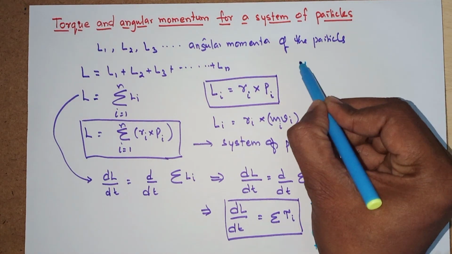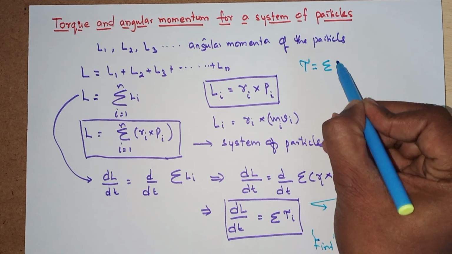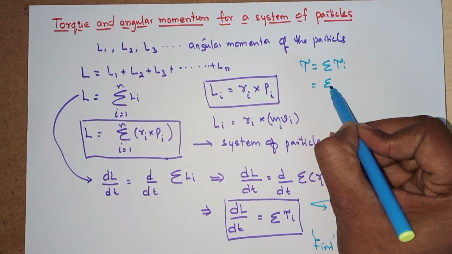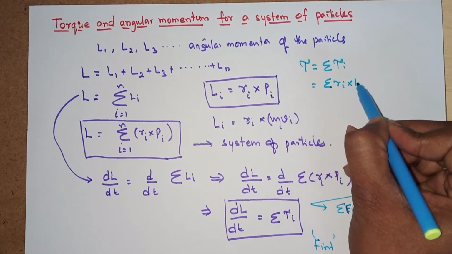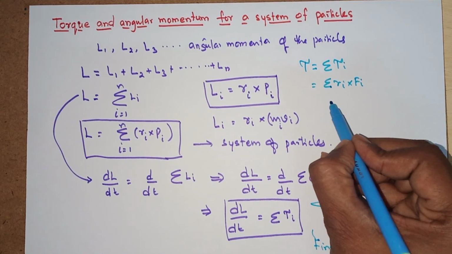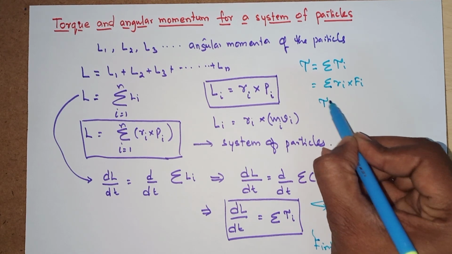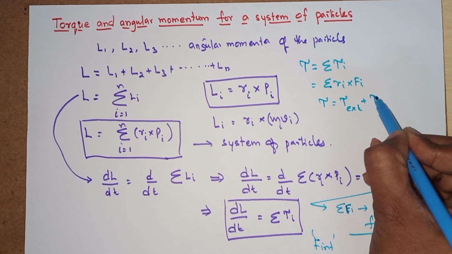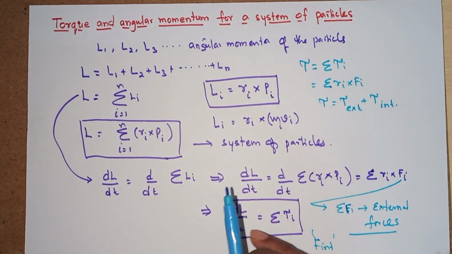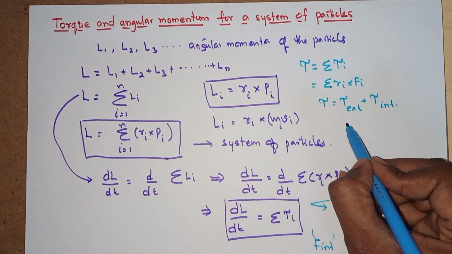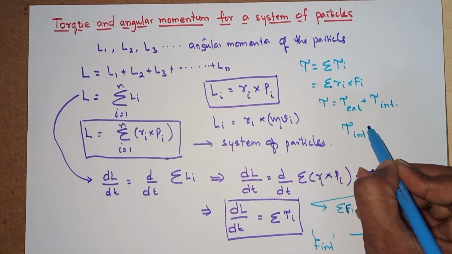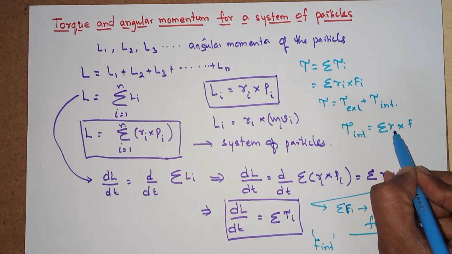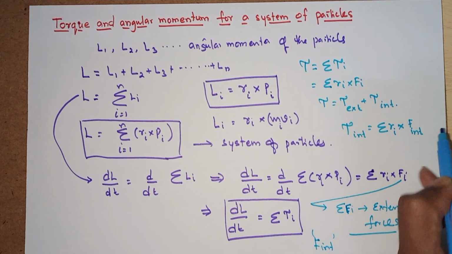How? Tau is equal to summation over tau i, which is called as Ri cross Fi. Now how to write? The tau external torque, tau internal torque. What is meant by tau internal? Tau internal is equal to summation r cross f. So Ri is there, f internal forces.